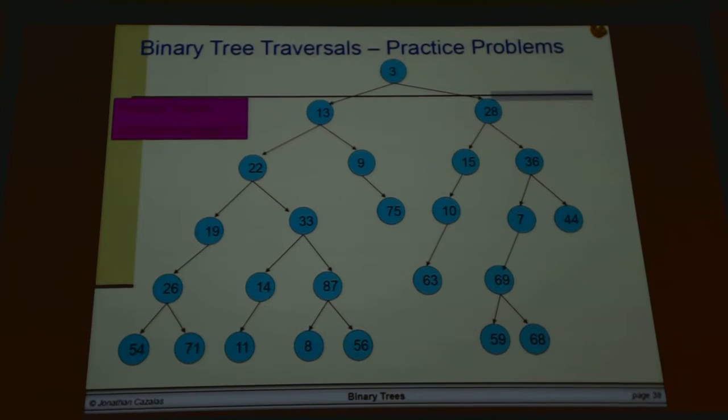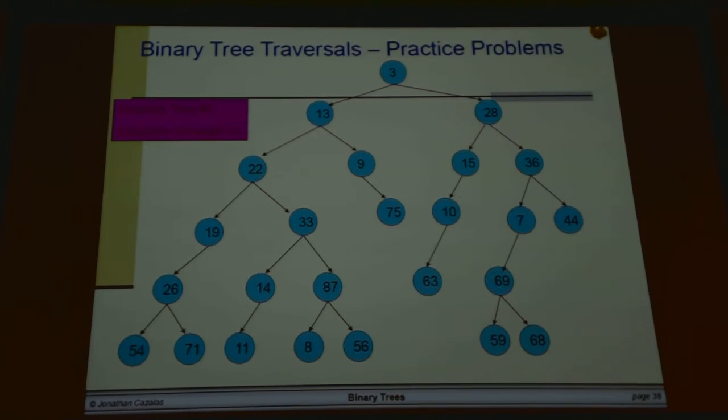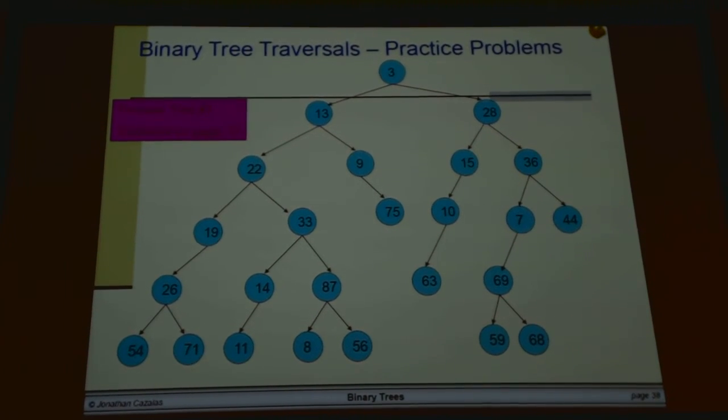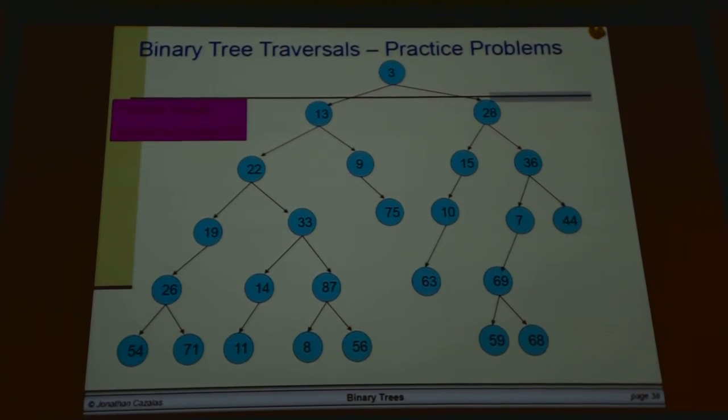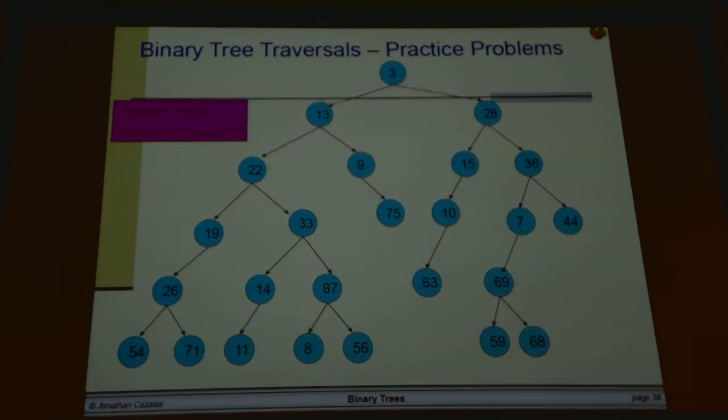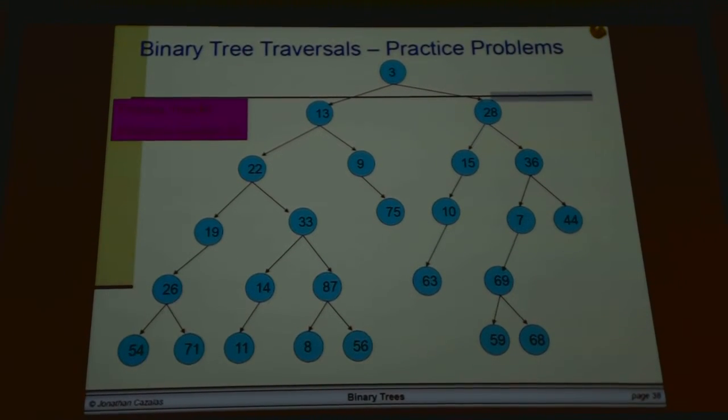What is the first number that gets printed on the right of 3? 63. Who thinks it's 63? Why is it 63? It's the lowest level. It's the leftmost leaf of the right. It's the most left node subordinate to 28.